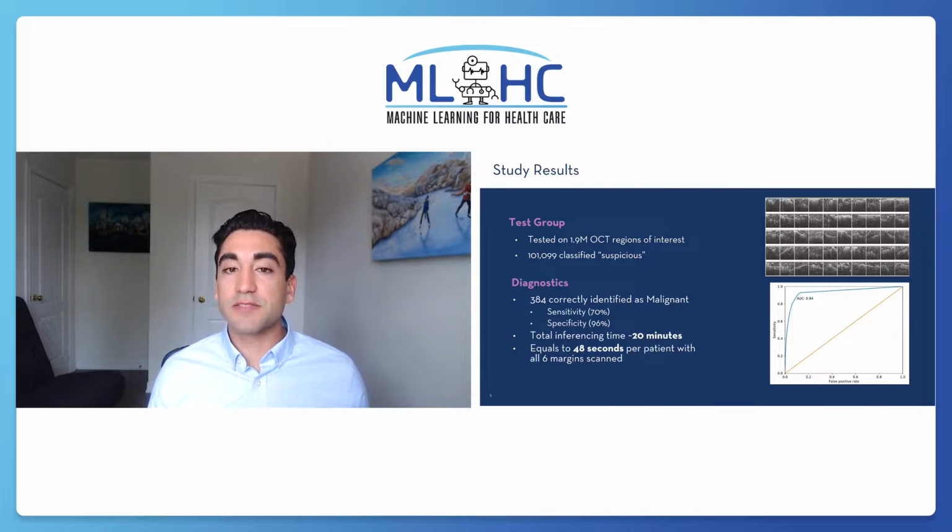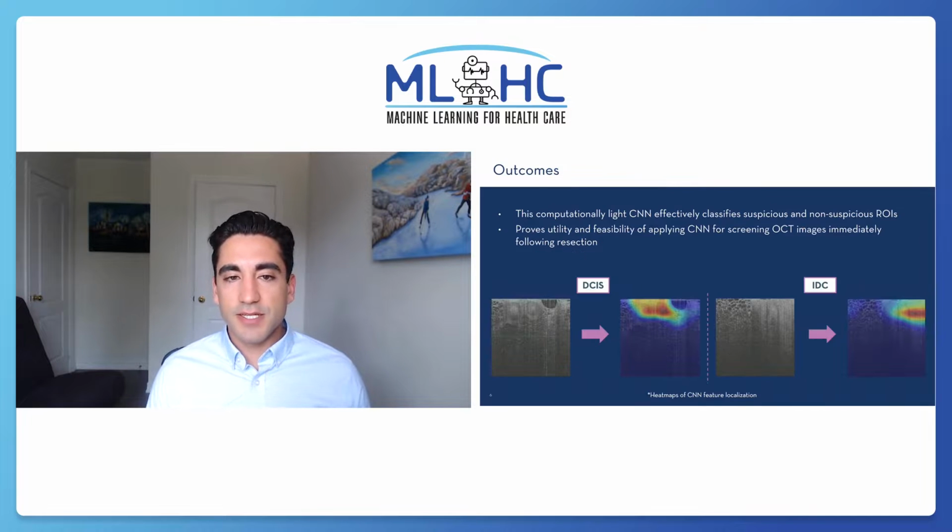All images were classified in under 20 minutes, with this number of images equivalent to 25 patients or about 48 seconds per patient, and this includes all 6 margins. These findings indicate the utility of applying a computationally light CNN for screening OCT images for evaluating the status of breast cancer lumpectomy margins immediately following resection.